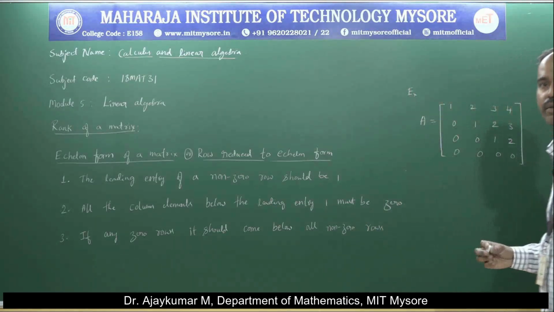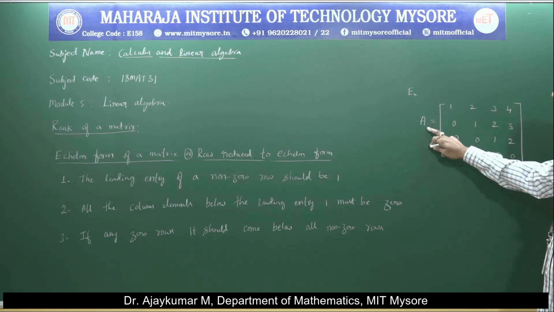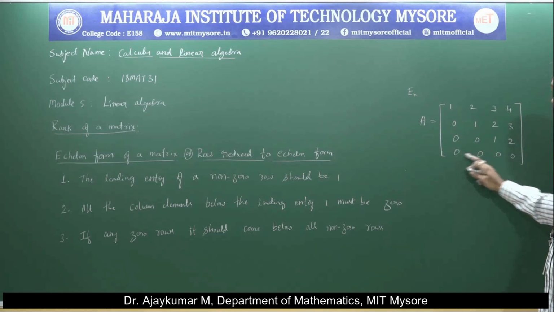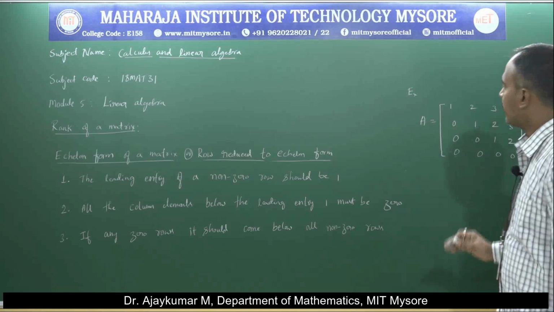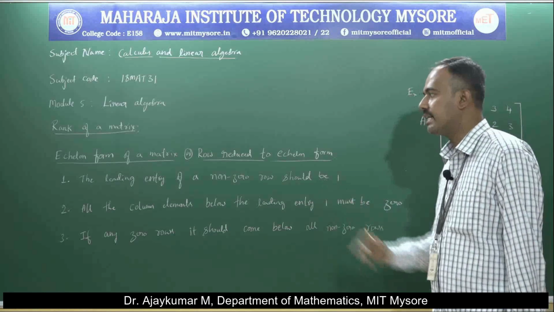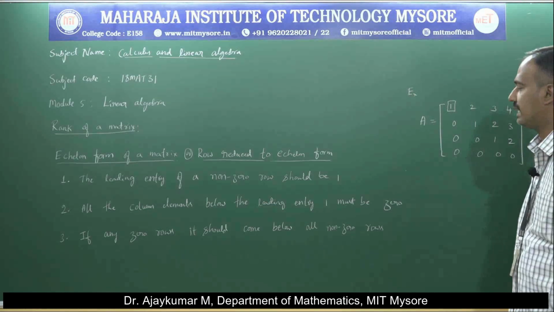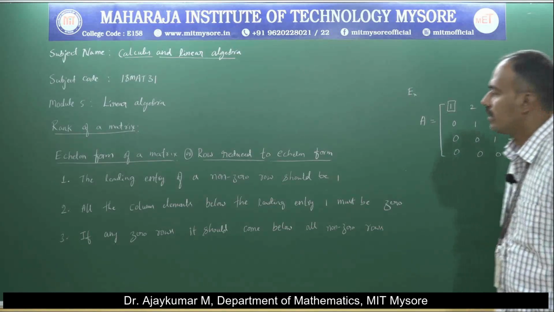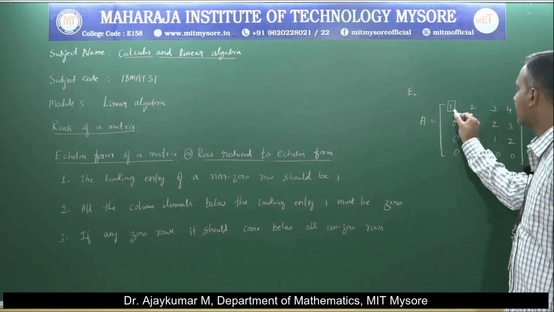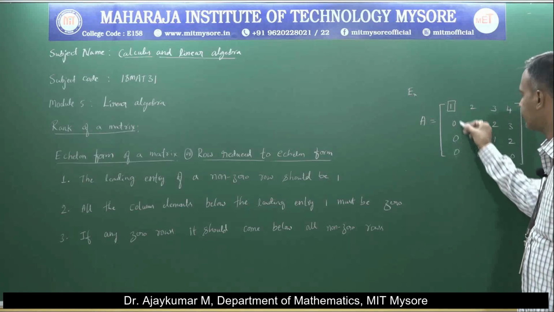Now we start with one example. For example, the matrix A is 1 2 3 4, 0 1 2 3, 0 0 1 2, and in the last row all the elements are 0. For the echelon form of a matrix, the first point: the leading entry of a non-zero row should be 1, so 1 is the leading entry. The next one: all the column elements below the leading entry 1 must be 0. Here, all the elements below are 0.